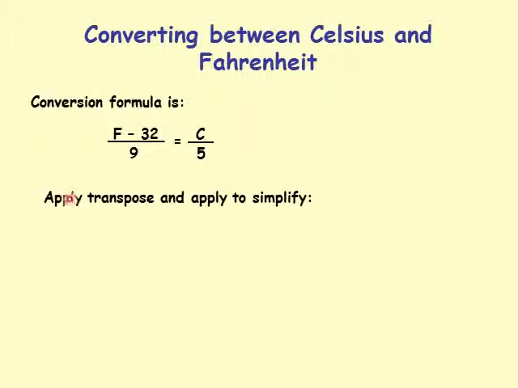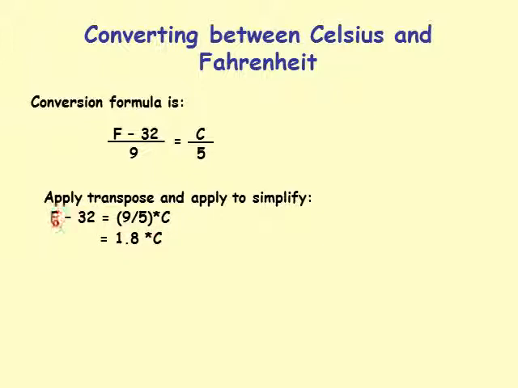Let's continue here and apply transpose and apply to simplify this. Let's say we have some number in the numerator and some in the denominator. Let's simplify by using transpose and apply. Basically, we're going to multiply both sides by 9. That means F minus 32 is equal to 9 divided by 5 times C, and 9 divided by 5 is 1.8, times C.